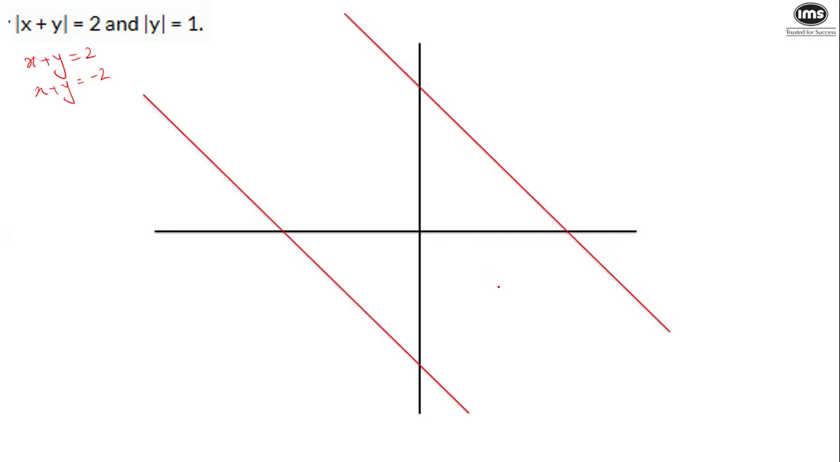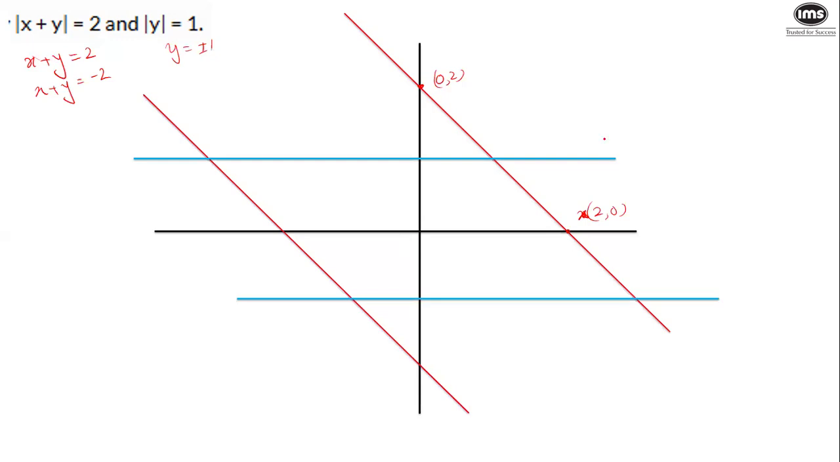So these are the lines. X plus y is equal to 2. Put x is equal to 0, y will be equal to 2. So this is the coordinate 0, 2. Put y is equal to 0 and you will have x is equal to 2, so this is 2, 0. Similarly, you have the other line. Now here mod y is equal to 1, which means y is equal to plus minus 1. So these are these two lines, y is equal to 1 and y is equal to minus 1.